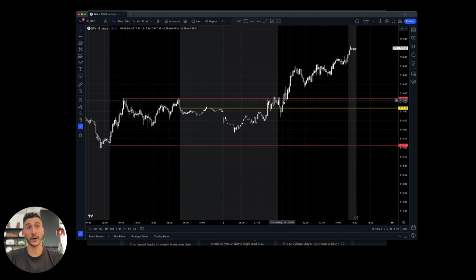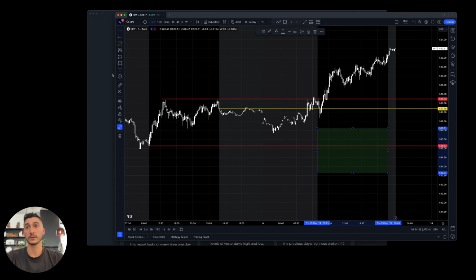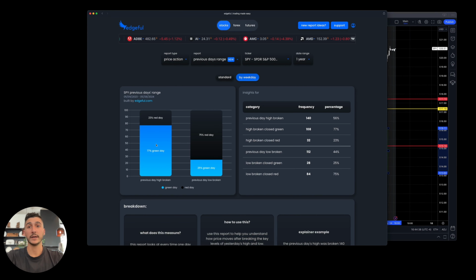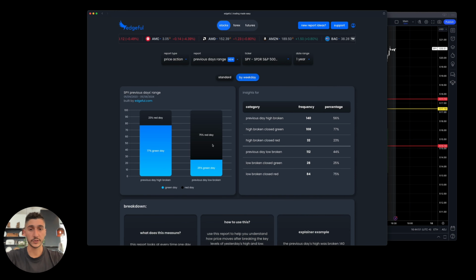So if price breaks this level here, yesterday's high, what you can do is sell credit spreads down in this area. Because now, let's look at it again, you have a 77% chance that price will close above this yellow line. So now you have a very high win rate. So you can sell strikes down here, put spreads down here. So that is how you use this specific report.